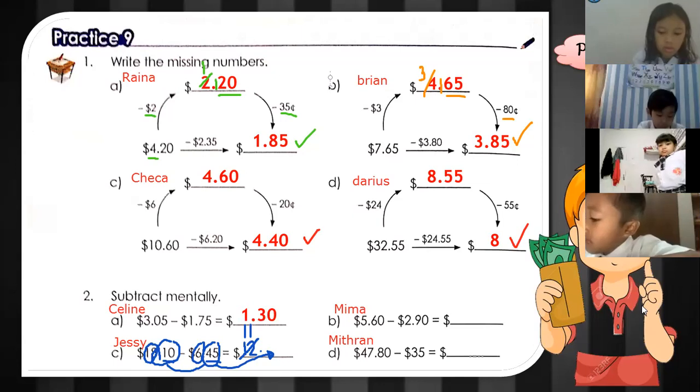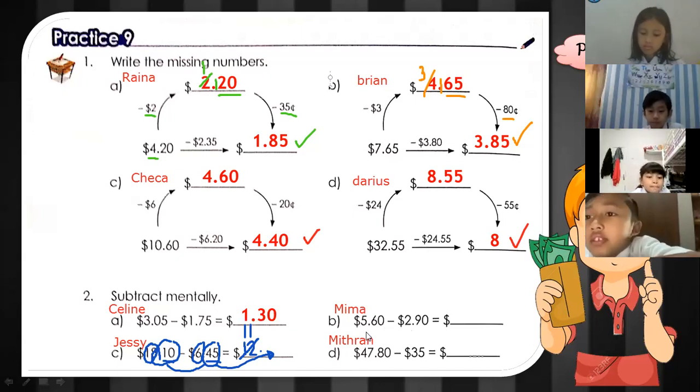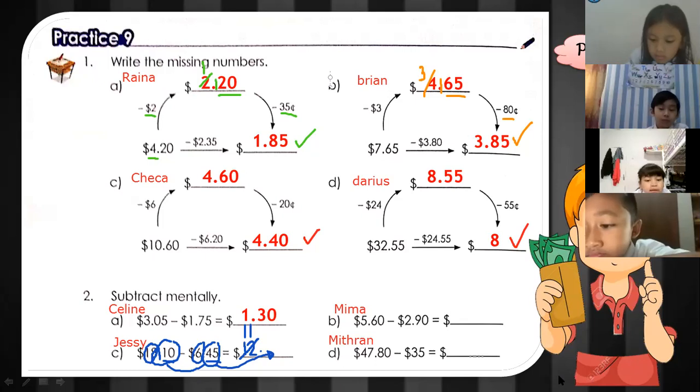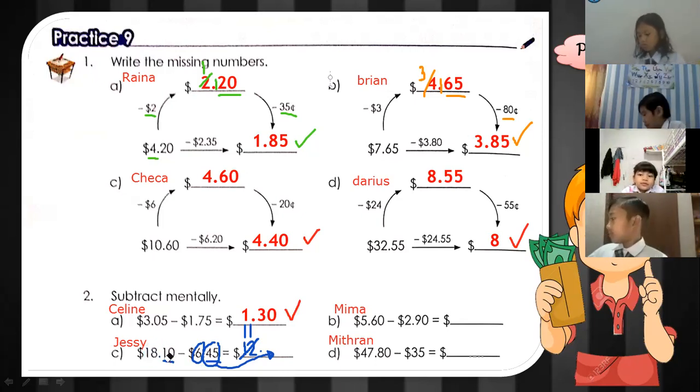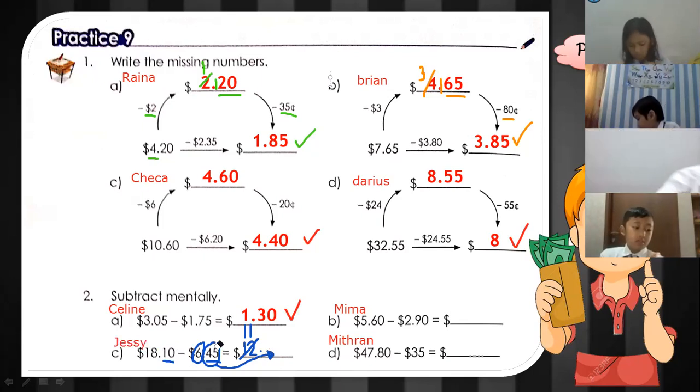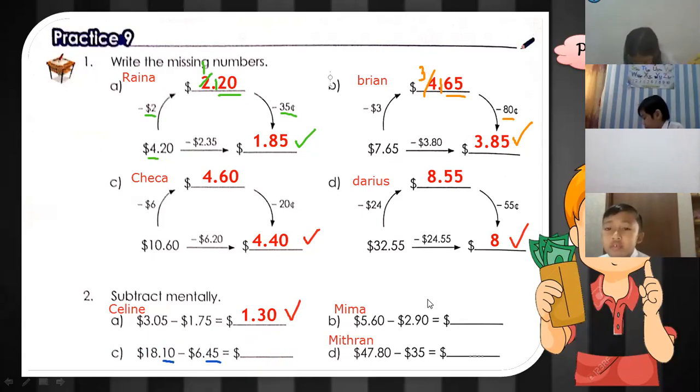Okay. Next, Jemima Krishna Larasati. Yeah. Read the question first. $5.60. Yes. Minus $2.90. What's the answer? $1.70. Correct, friends? Is it correct, everybody? Okay, let me check. Yeah, this is the answer. $2.70. Okay.